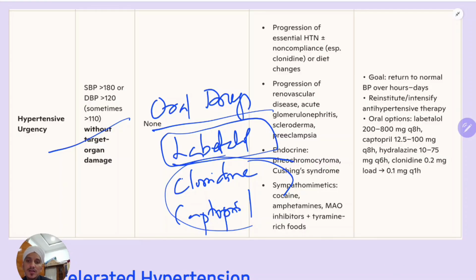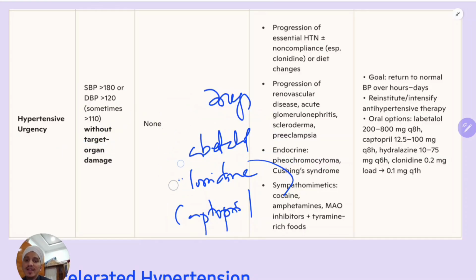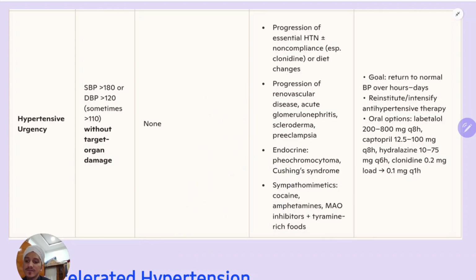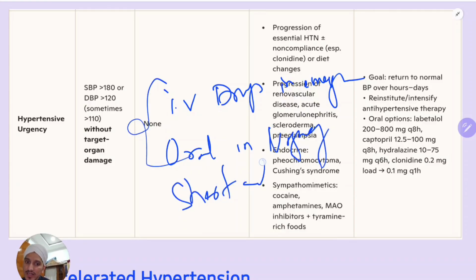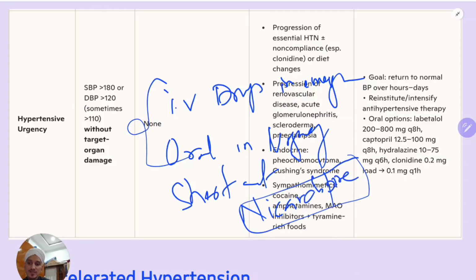In emergency, always use IV drugs. Oral drugs in urgency, but in both you should use short acting drugs. Nicardipine is also one drug which is used, orally and IV. Nicardipine is also a short acting drug. You can use it for emergency and urgency.